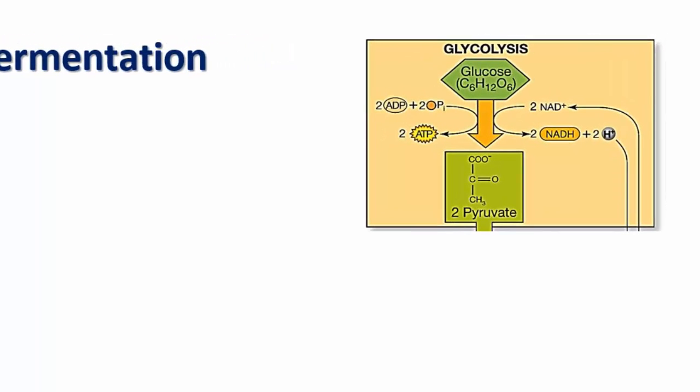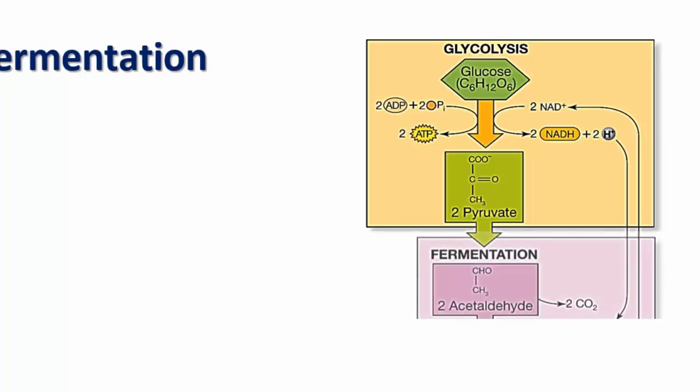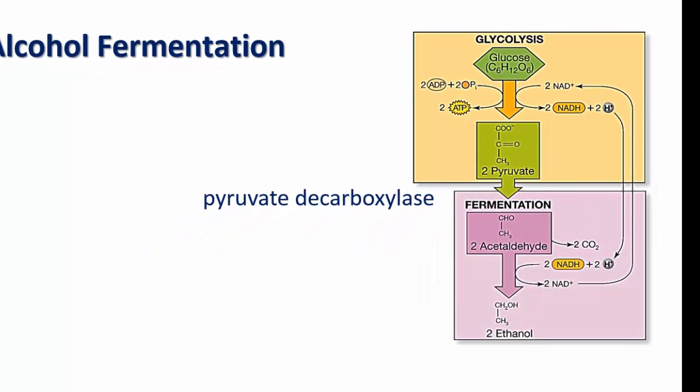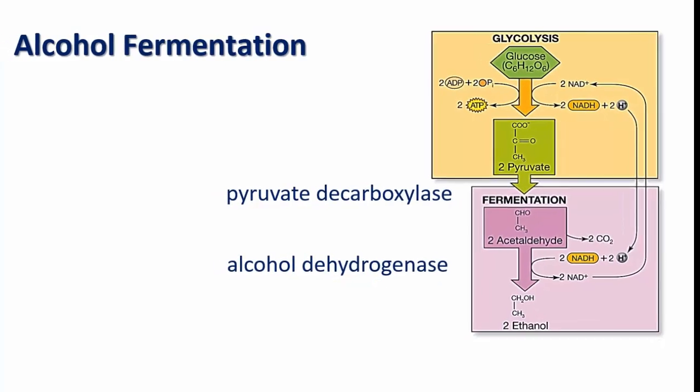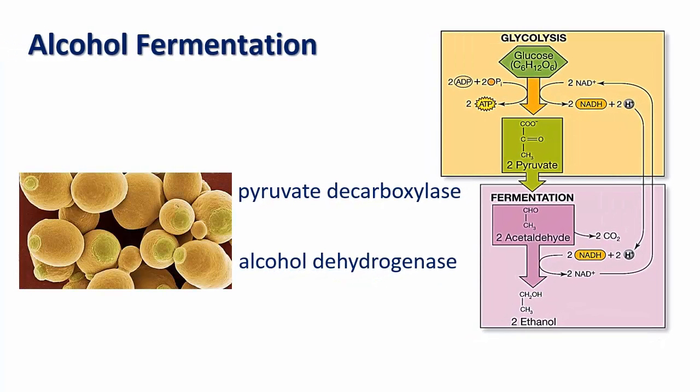Alcohol fermentation involves the use of two enzymes to metabolize pyruvate. First, pyruvate is decarboxylated to produce acetaldehyde. This results in the formation of carbon dioxide. This reaction is catalyzed by the enzyme pyruvate decarboxylase. Then acetaldehyde is reduced by NADH, replenishing NAD+, and producing ethanol. This second reaction is catalyzed by the enzyme alcohol dehydrogenase. Alcohol fermentation occurs in yeast cells.